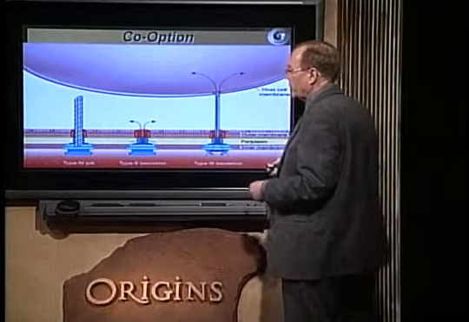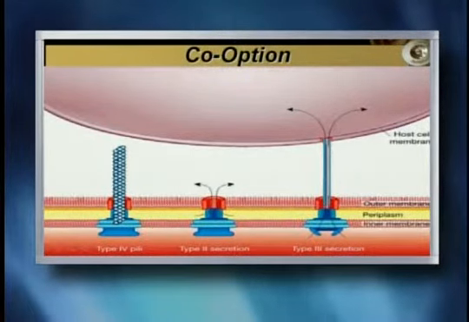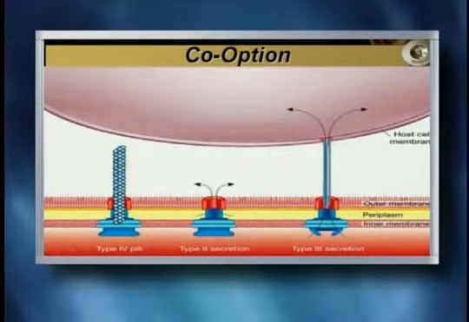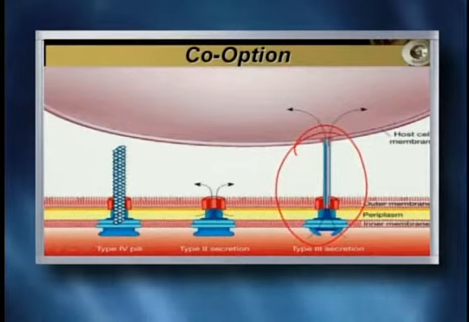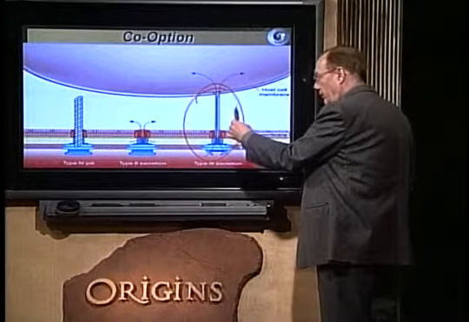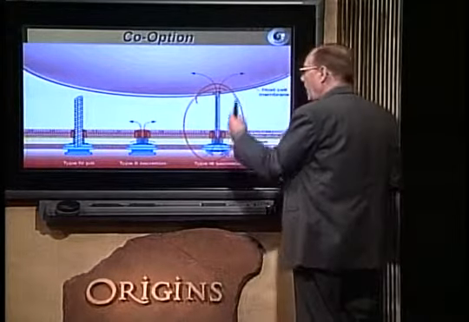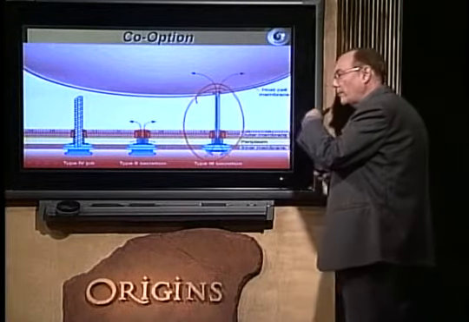And how do evolutionists explain this? Co-option. Well, they basically say that some other structure, such as a type 4 pili, or a type 2 secretory apparatus, or a type 3 secretory apparatus, this is most commonly used to explain it. And they say that this co-opted or utilized other parts from other systems in order to build this.